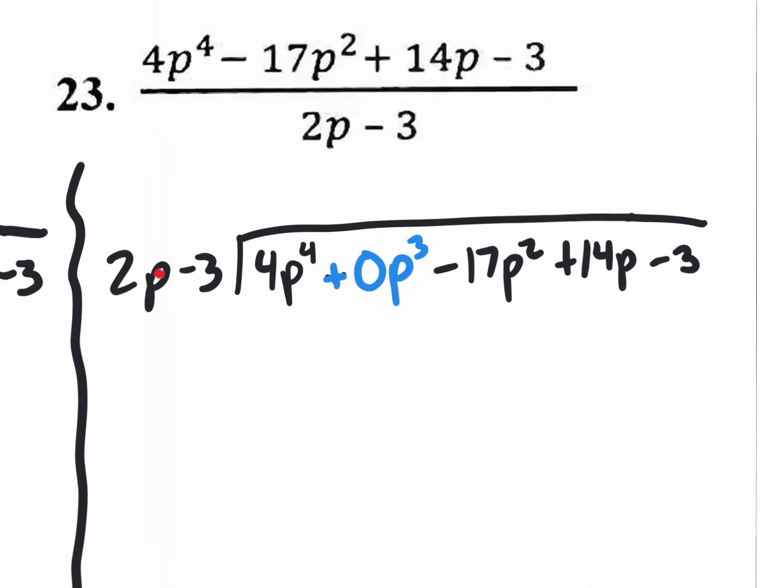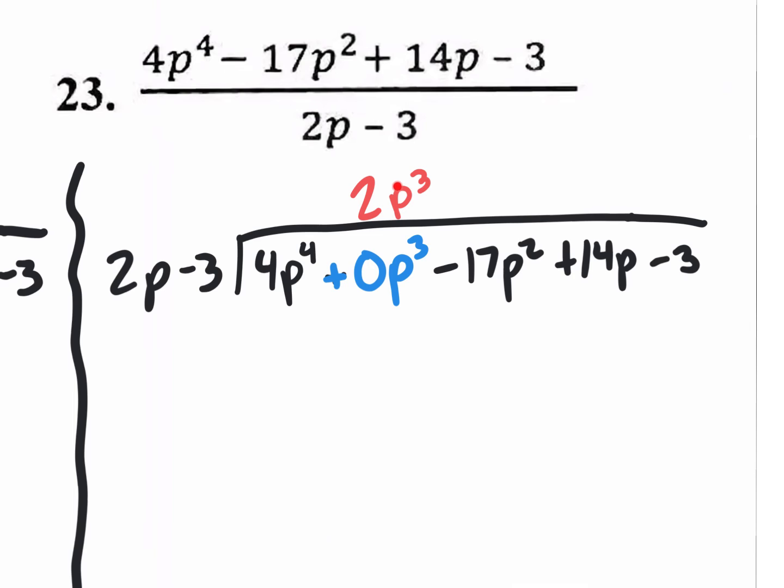So we begin with 2p times what will give us this identical value 4p to the fourth? Well, 2p to the third, right? You think 2 times what gets you 4? 2 times 2 gets you 4. P times how many more p's to get you p to the fourth, p to the third. So 2p to the third is the correct answer. And you're going to put that 2p to the third right above that 0p to the third.